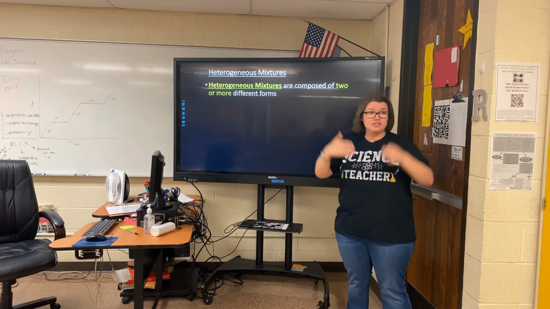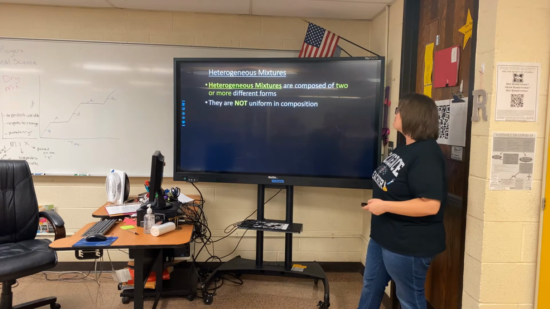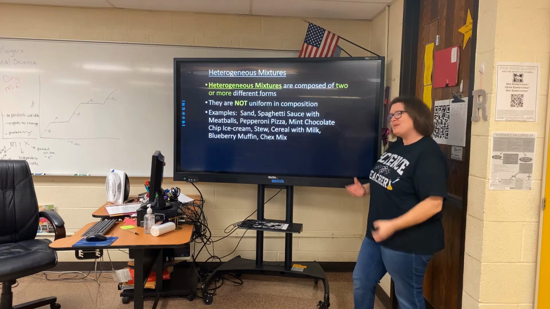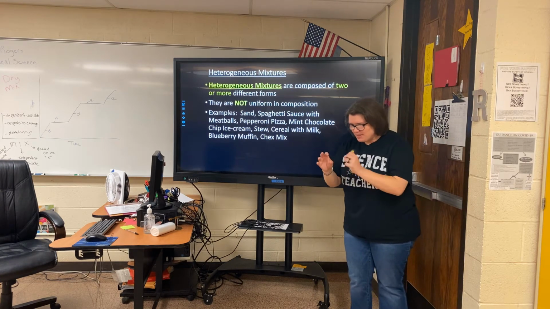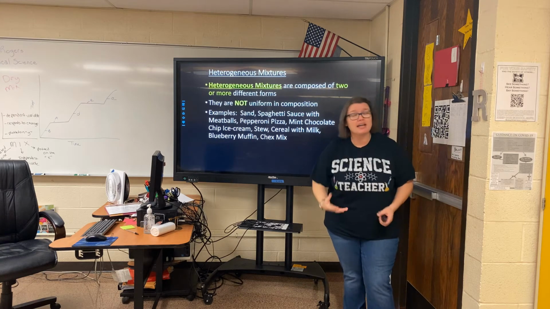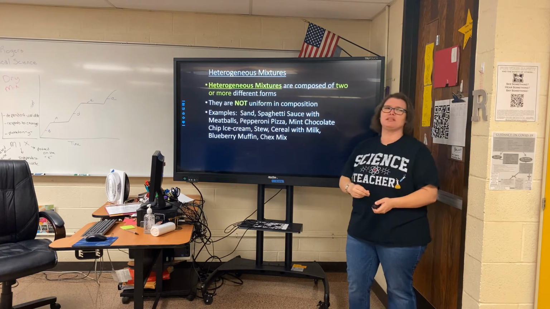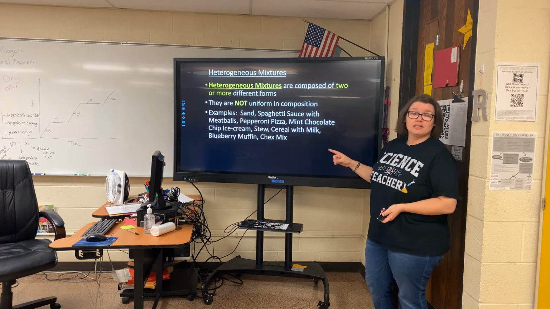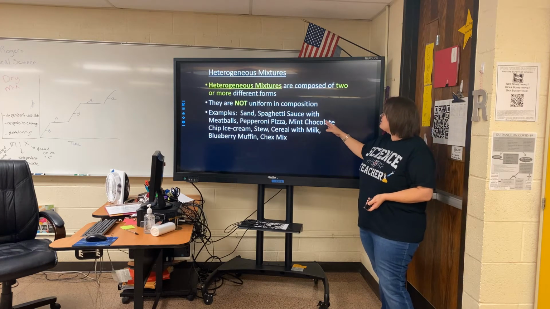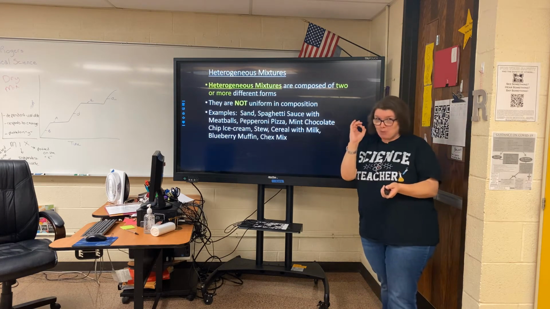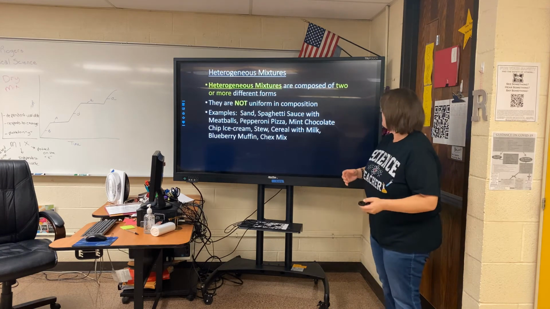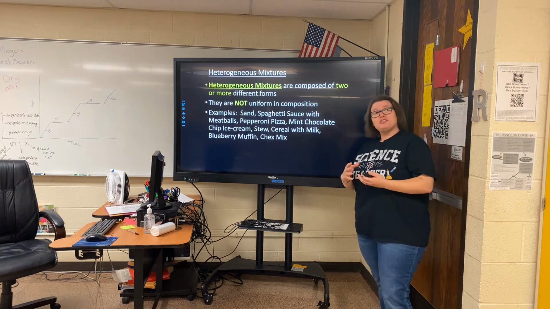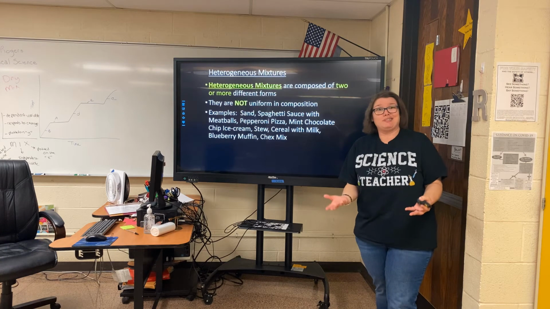You can definitely tell there's a separation. They are not uniform in composition. Not uniform means not the same. Examples include sand. When you look at some sand, you see little pieces of soil, little pieces of rock. There are things mixed in, and you can tell there are differences between every single grain. That makes it heterogeneous. Spaghetti sauce with meatballs. I'm getting hungry looking at this one. You can see the separation between the meatball and the spaghetti sauce. Pepperoni pizza: you can see a separation between the cheese and the crust and also the pepperoni slices.